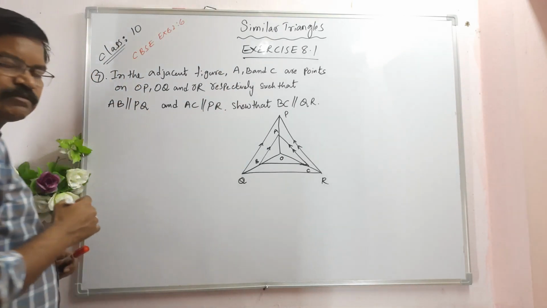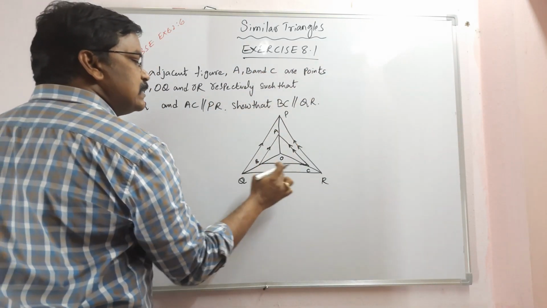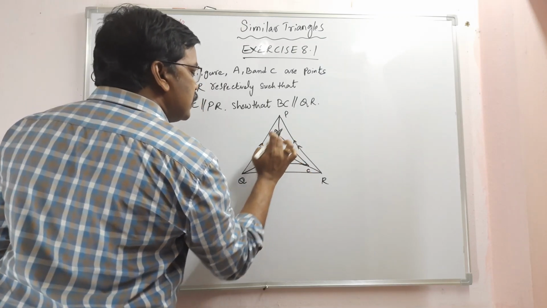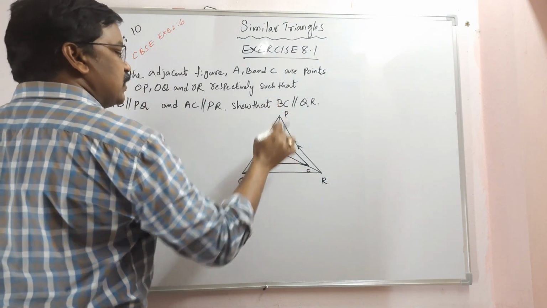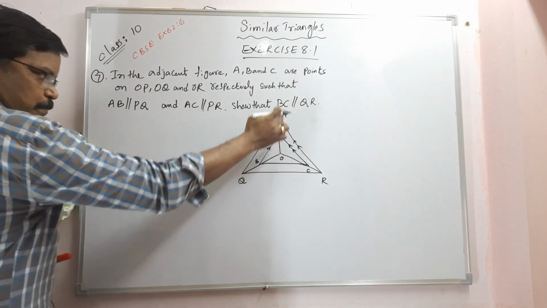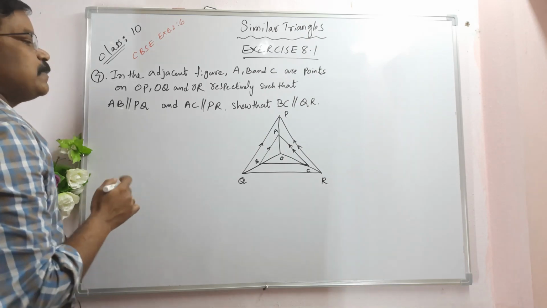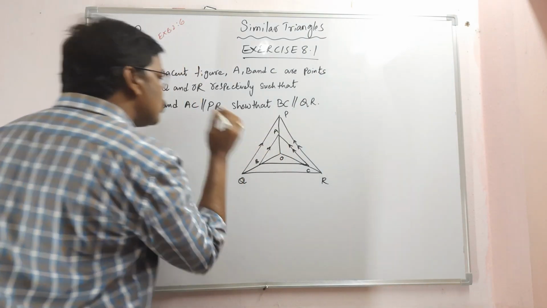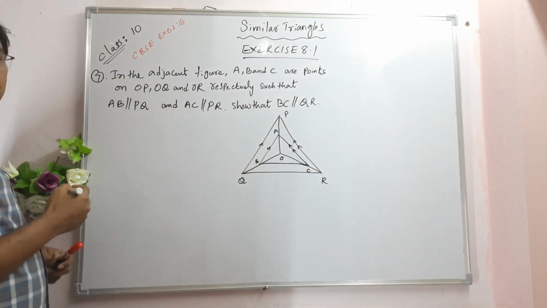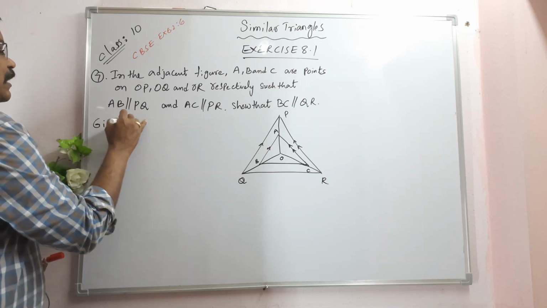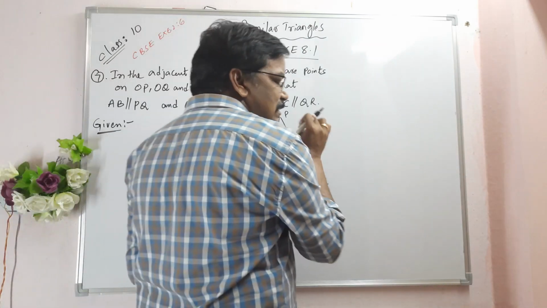Right. Now coming to the 7th question: in the adjacent figure, A, B, C are points on OP, OQ, and OR respectively, such that AB is parallel to PQ, and AC is parallel to PR. Show that BC is parallel to QR. It's another simple sum. Don't get confused by seeing this figure.